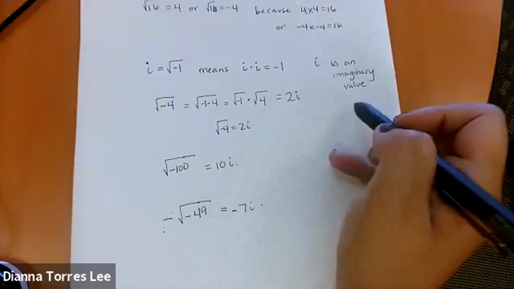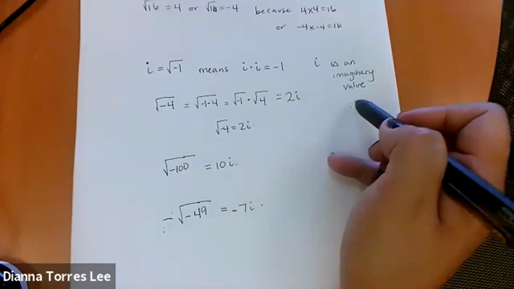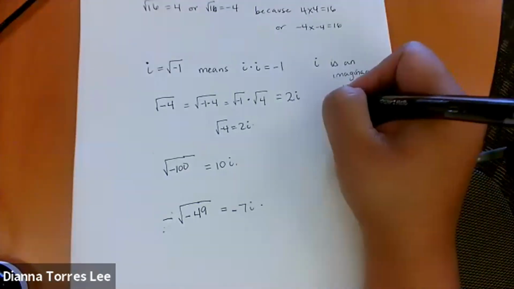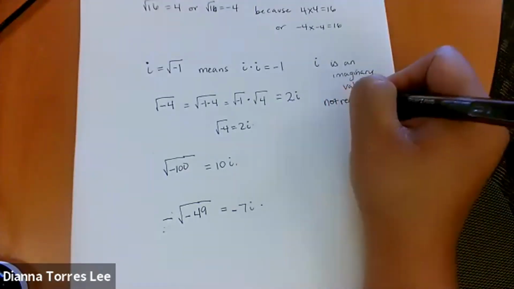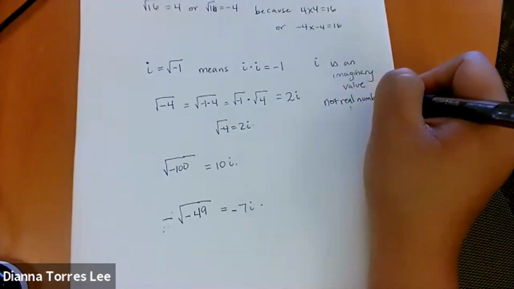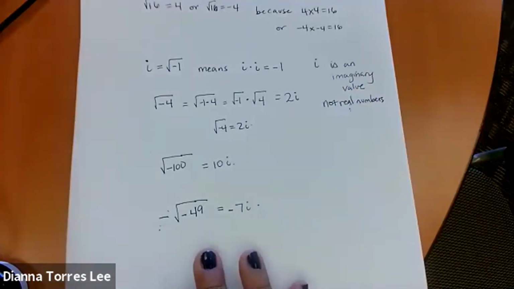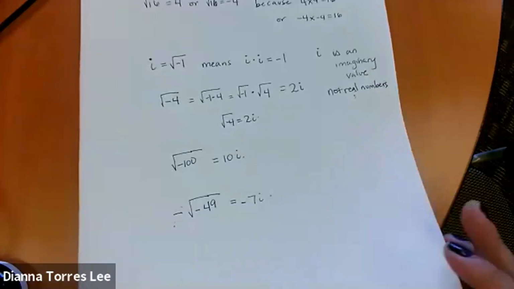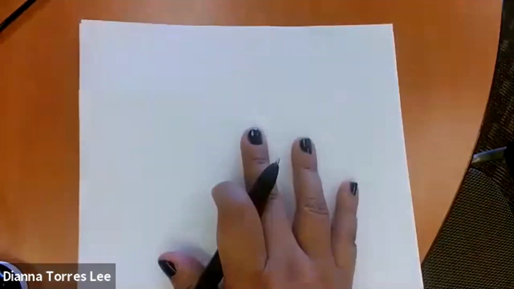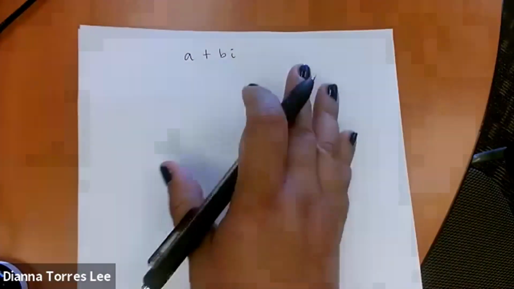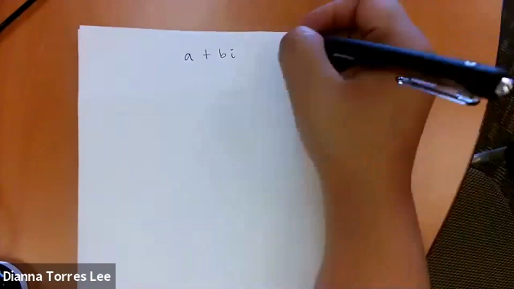And this i is what we call an imaginary value. And imaginary values are not real. They're not real numbers. They're imaginary numbers, which means they don't live in the realm of reals for us. But all of these imaginary values can be written in a format a plus b times i. And if I have a number like this, we call this a complex number.